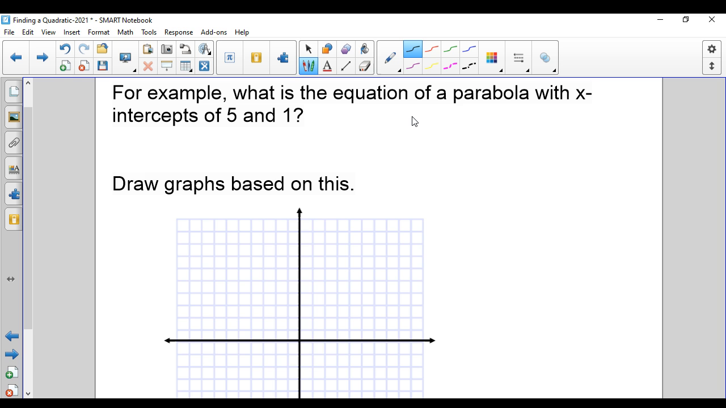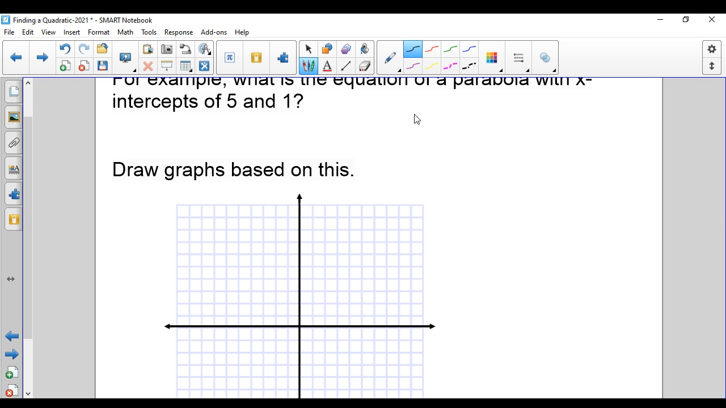One is at 5 and one is at 1. I'm going to mark that off on this grid right now. So one of the zeros is at 1. The other one is at 5. So that's 2, 3, 4, 5. So somewhere around here. Could we come up with a parabola that goes through those 2 points?